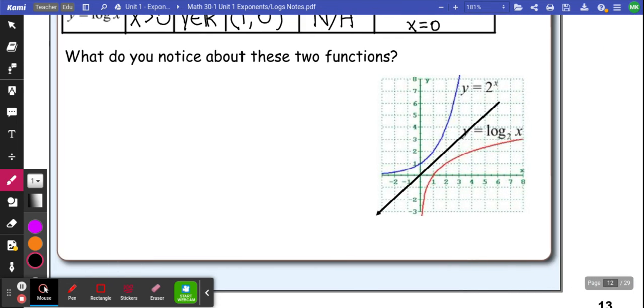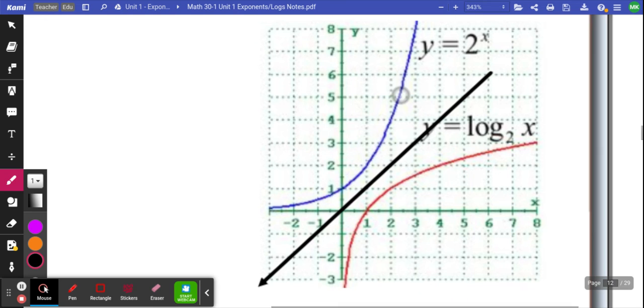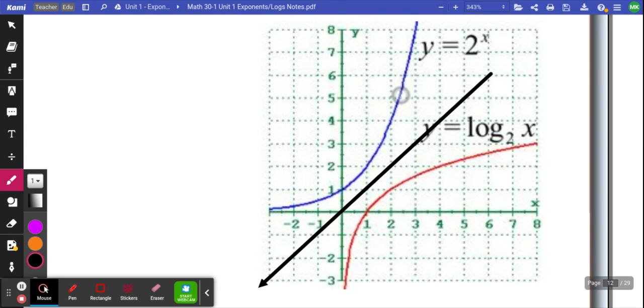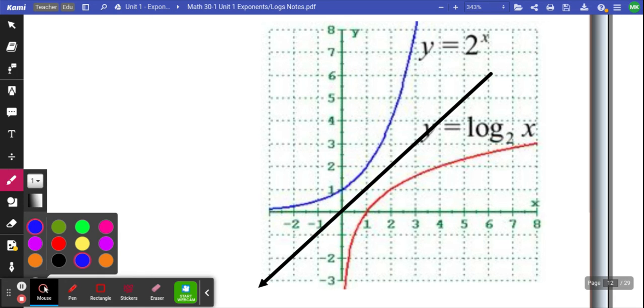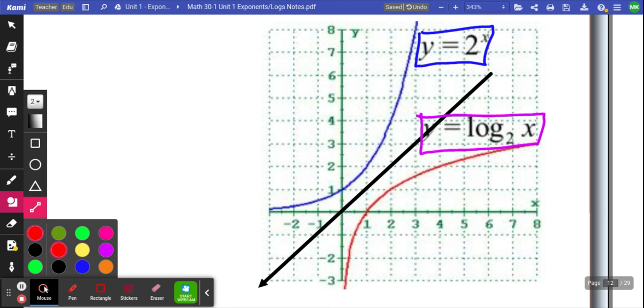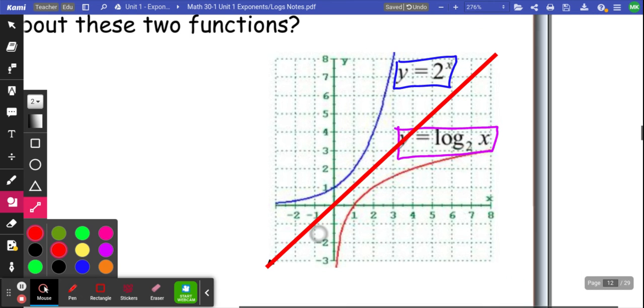If you look here, that is what your calculator should show you if you were to graph those two equations, 2 to the power x and log base 2 of x. There and there. This line that's going through the middle, that big red line, that line is where y equals x.